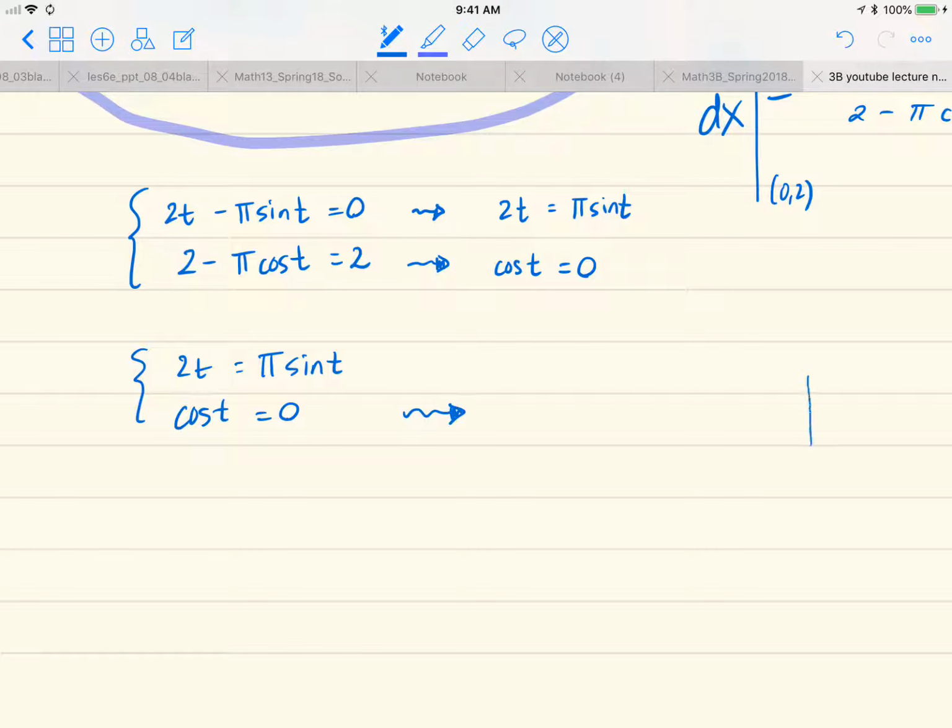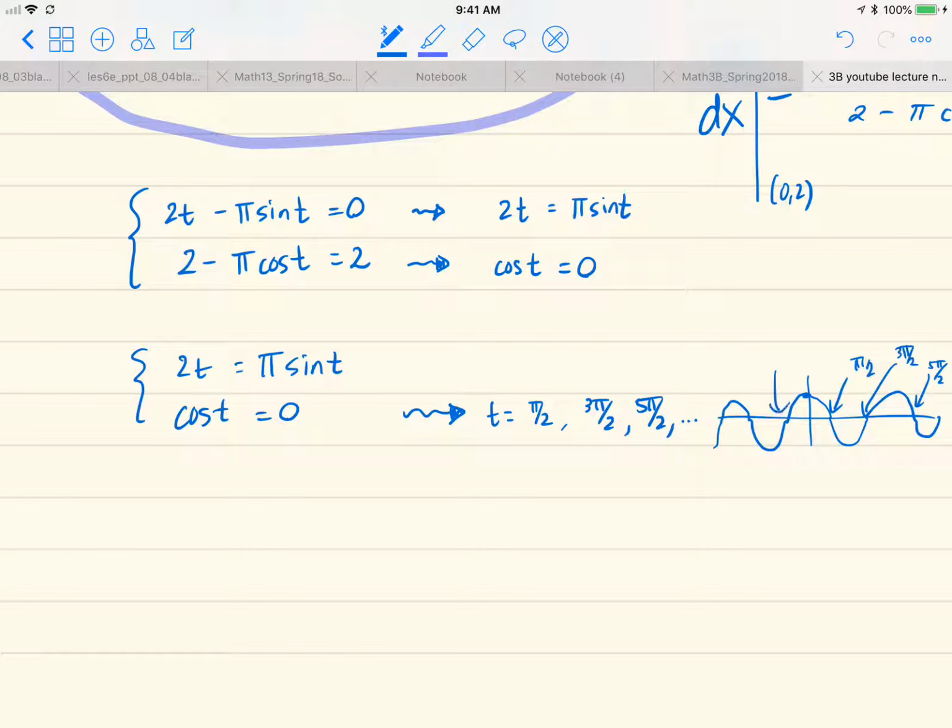So now, when is cosine of t equal to 0? Well, if we think about the cosine function, it starts at 1 and goes down. So cosine of t is equal to 0 infinitely many times: pi over 2, 3 pi over 2, 5 pi over 2. So we could say t equals pi over 2, 3 pi over 2, 5 pi over 2, etc.